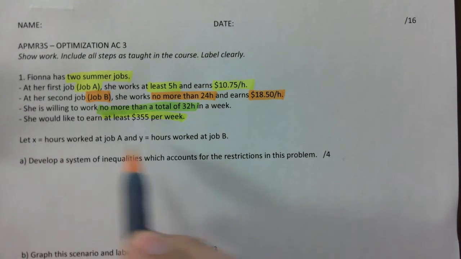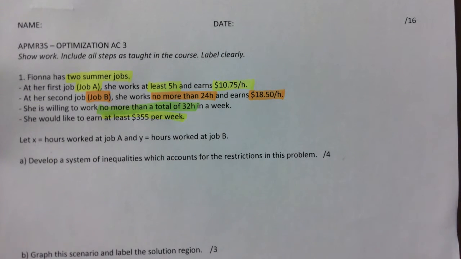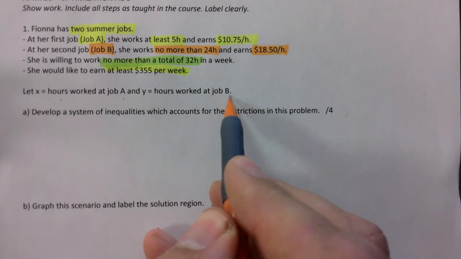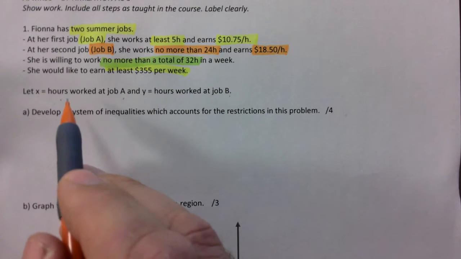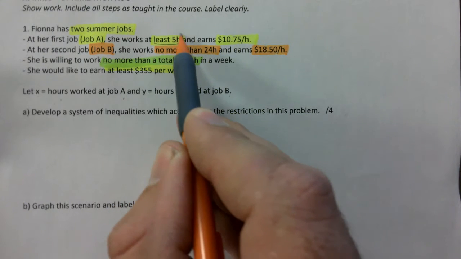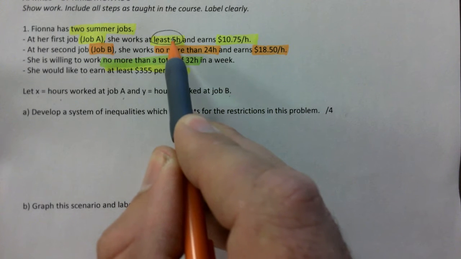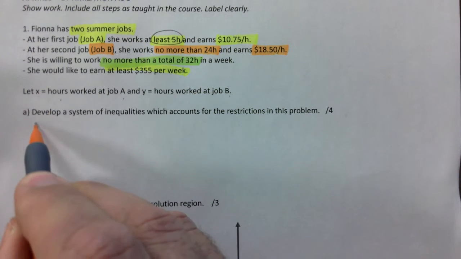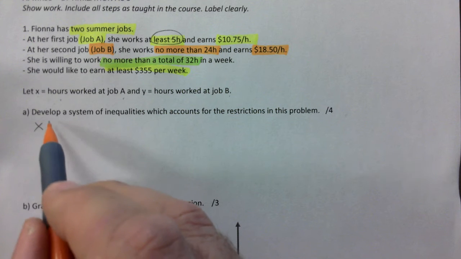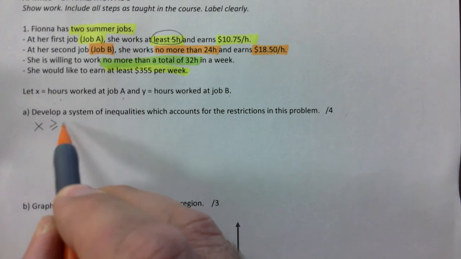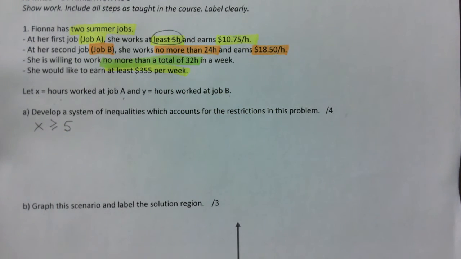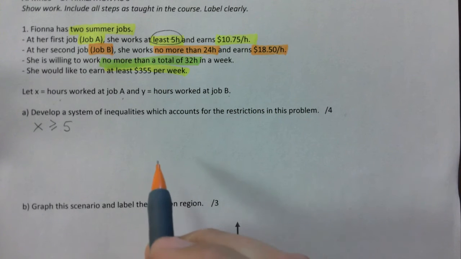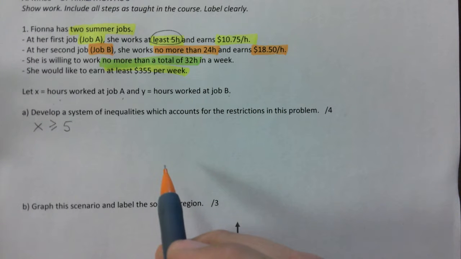I tell you what X and Y is supposed to be, so that's one less worry to have there. Hours worked at job A, hours worked at job B. Develop a system. So this at least 5 pertains to only the first job, and that has to be greater than or equal to 5. That is one inequality that is there. Yeah, it only pertains to the first one.